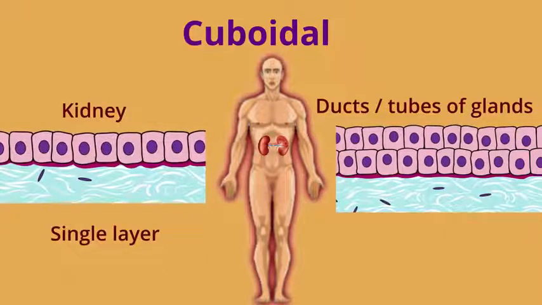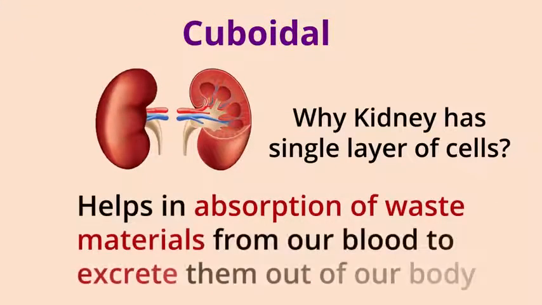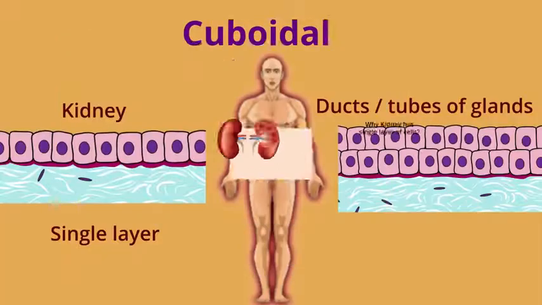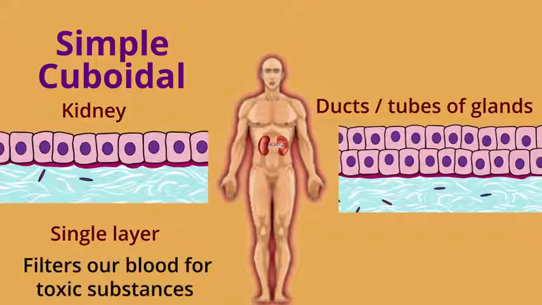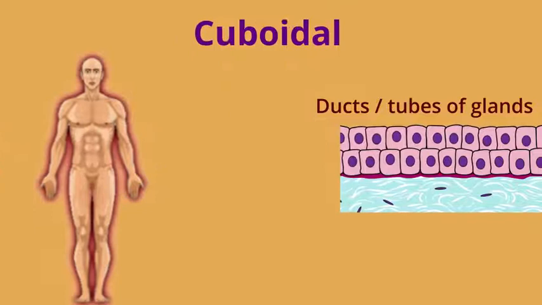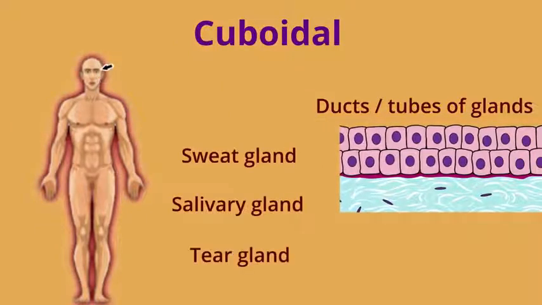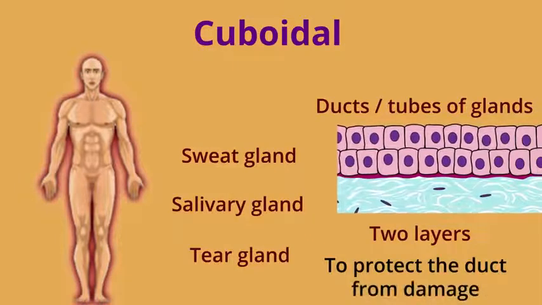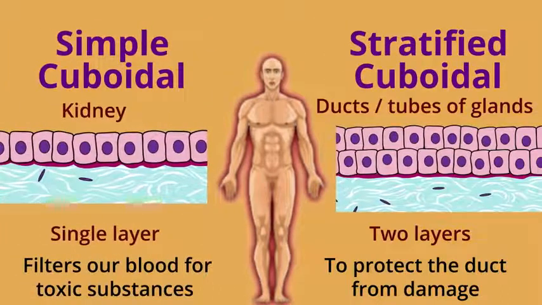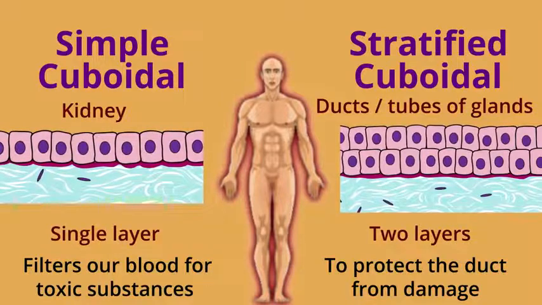If you're wondering why just one layer, it is because it helps in absorption of waste materials from our blood to excrete them out of our body. So this simple cuboidal epithelium filters our blood for toxic substances. And the ducts or tubes of our sweat glands and salivary glands generally have two layers, as they have to protect the duct from damage so that they function properly. So the stratified cuboidal epithelium is generally made up of two layers of cells only.